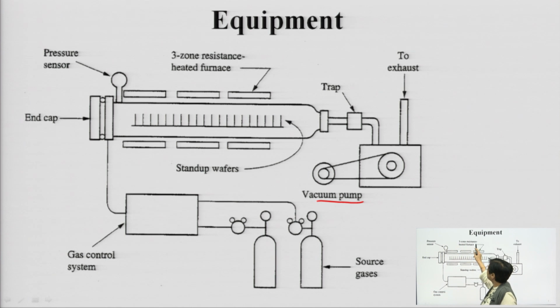You have a 3 zone resistance heated furnace. Basically, you can have resistive heating or RF heating, or there are different techniques of heating also. Normally RF heating is preferred, because the chamber will be cool, and there will be less deposition of the gases onto the chamber wall. So, these are different techniques which have evolved over a period of time and are being used. You have this end cap and you have a gas control system.